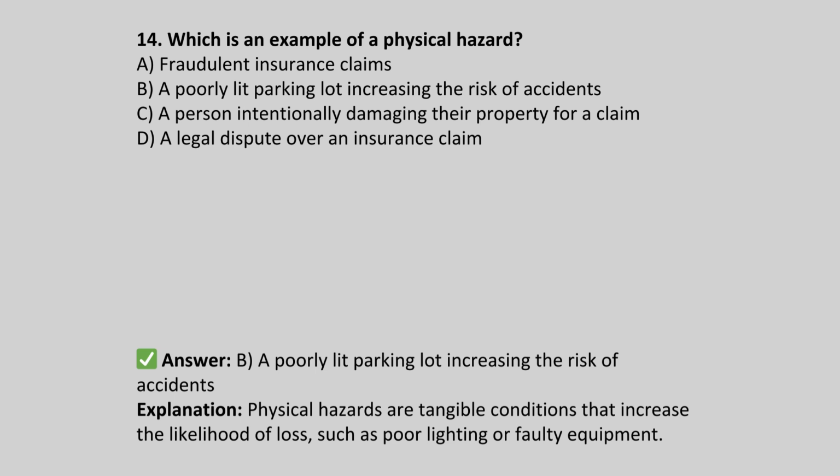Which is an example of a physical hazard? A. Fraudulent insurance claims. B. A poorly lit parking lot increasing the risk of accidents. C. A person intentionally damaging their property for a claim. D. A legal dispute over an insurance claim. Answer: B. A poorly lit parking lot increasing the risk of accidents. Explanation: Physical hazards are tangible conditions that increase the likelihood of loss, such as poor lighting or faulty equipment.